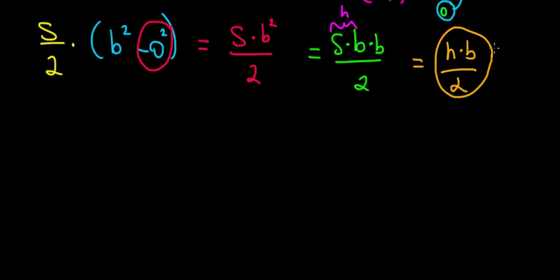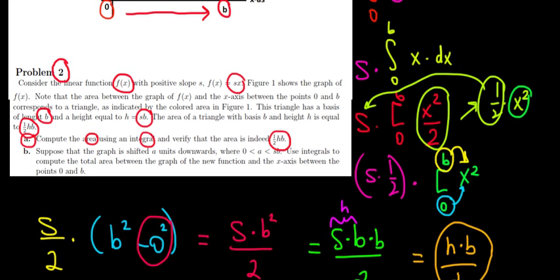Did we prove that we wanted the area to be this way? Well, the area should be 1 over 2 h times b, which is what we just did. So yes, we proved it, and we are done.